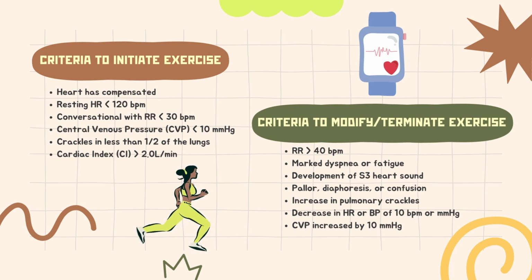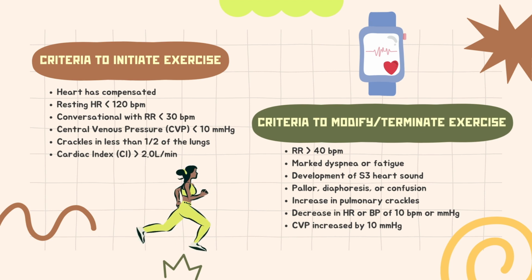What is the criteria to modify or terminate exercise? When their respiratory rate has gone over 40 breaths per minute, when they have marked dyspnea or fatigue, development of the S3 heart sound, pallor, diaphoresis or confusion, increase in pulmonary crackles, decrease in heart rate or blood pressure of 10 beats per minute or millimeters of mercury. When you have a decrease in heart rate or blood pressure, that means your heart is not able to keep up with the exercise, and that is when you need to terminate the exercise. And if your central venous pressure increases by 10 millimeters of mercury.